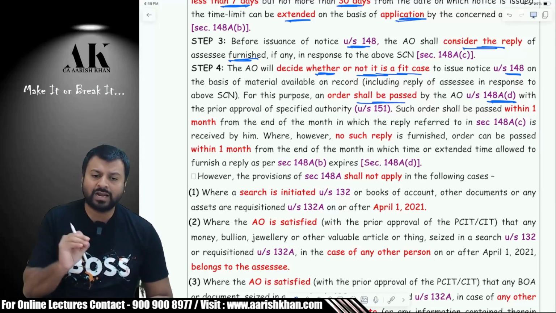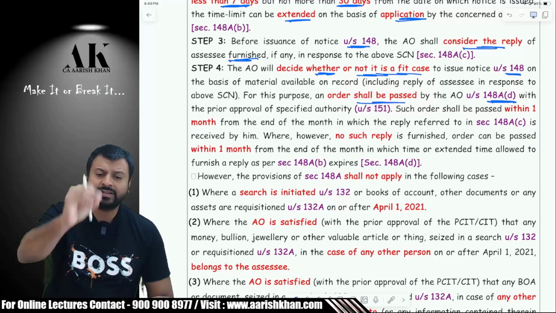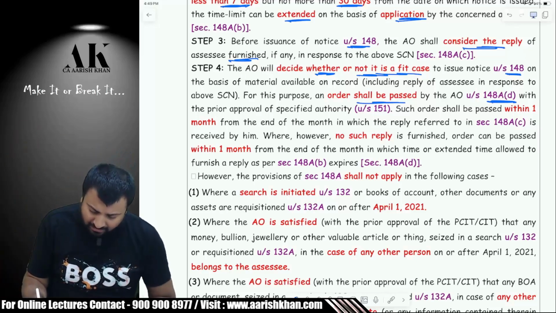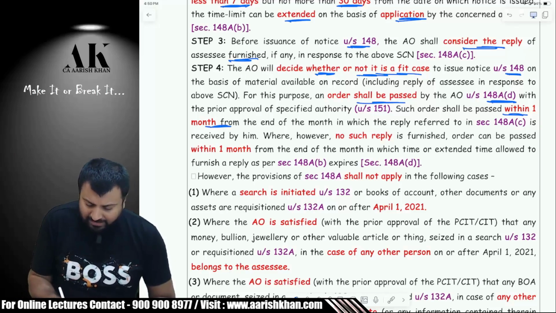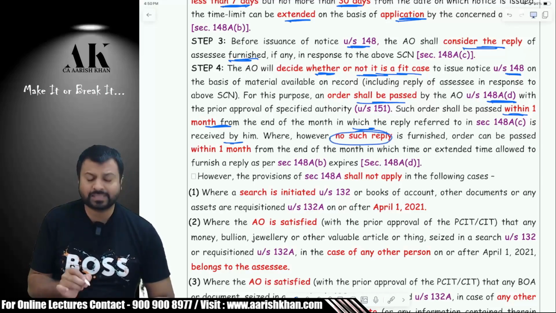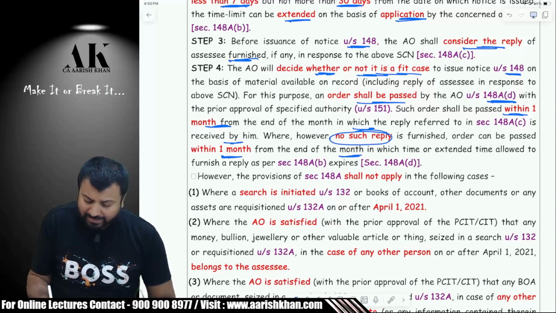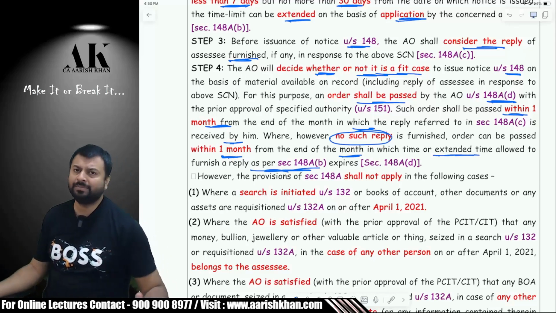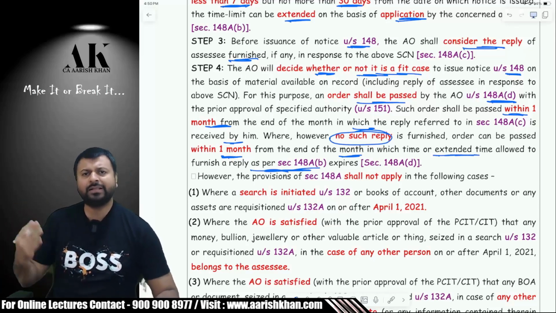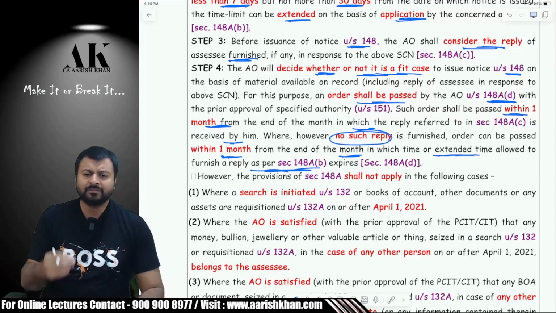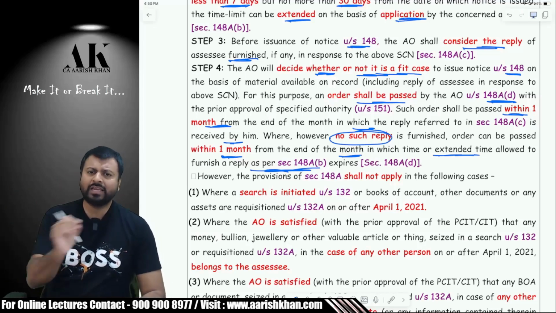The AO will pass an order that this is a fit case for section 148. Send 148 to the assessee, and such order will be passed within 1 month from the end of the month in which the reply is received by him. Or where the assessee does not reply, then the AO will pass an order within 1 month from the end of the month in which the time or extended time expires. So if the assessee replies, then within 1 month from the end of the month in which he replies, and if the assessee does not reply, then within 1 month from the end of the month in which the time limit expires, the AO will pass the order.